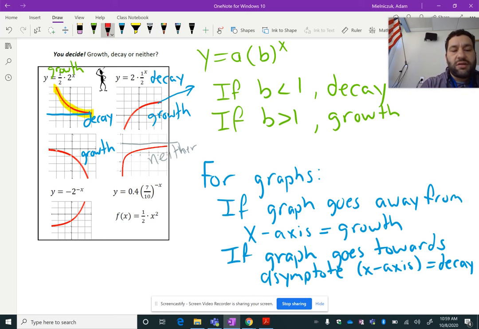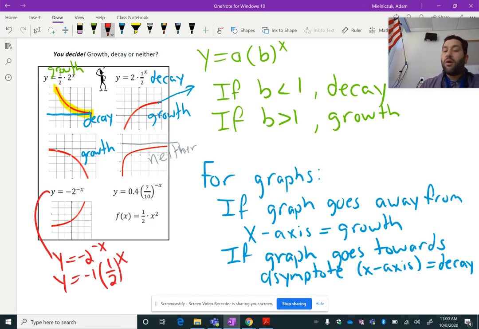All right, now let's take a look at y equals -2 to the negative x power. Now we need to write this as y equals a times b to the x, not to the negative x. So we need to rewrite this as y equals -1. But how do we get rid of 2 to the negative x? What you do to get rid of a negative exponent is you flip it. So this becomes 1/2 to the x. Now we go from a situation where we thought b was 2 to a situation where b is actually 1/2. So this is actually decay.